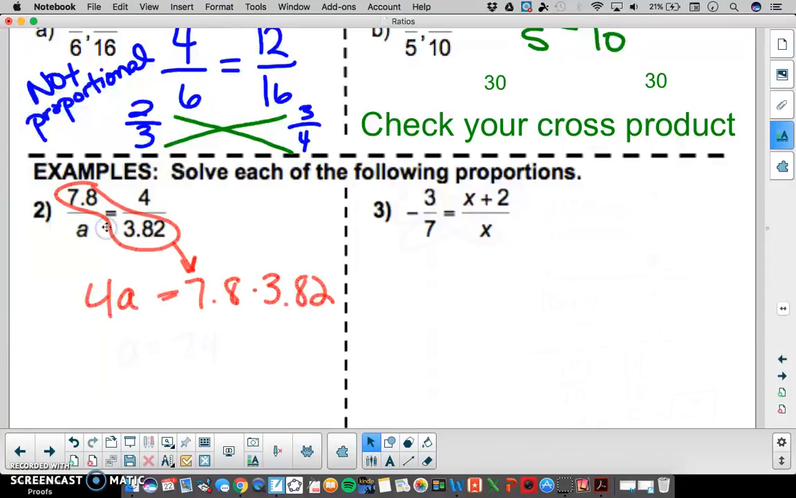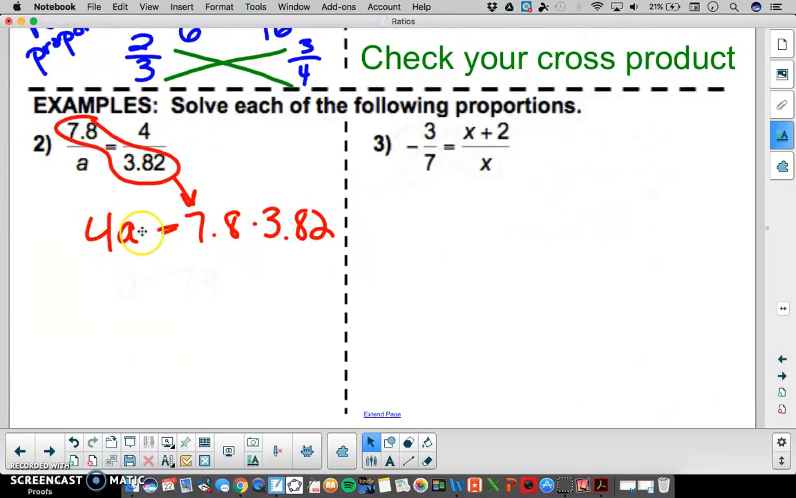So I'm going to cross multiply. So I have 4 times A equals 7.8 times 3.82. Now notice I just have a resulting equation that I can solve. So multiply 7.8 times 3.82 and then divide by 4, and we'll get that A is 7.4.